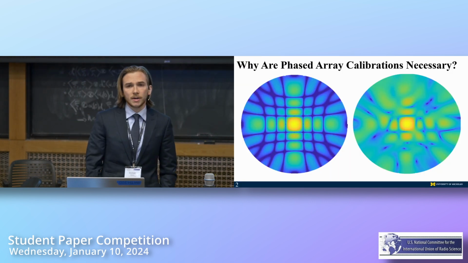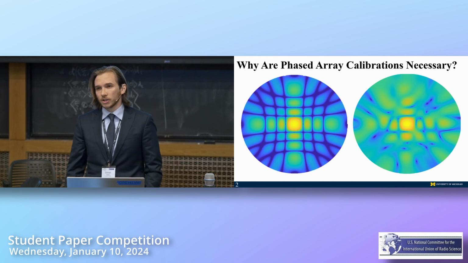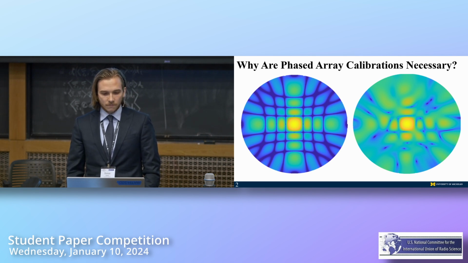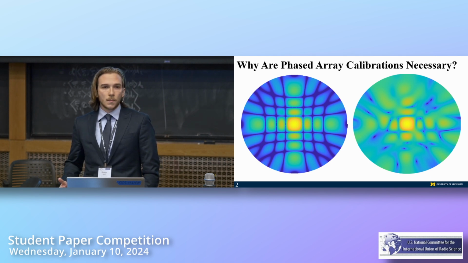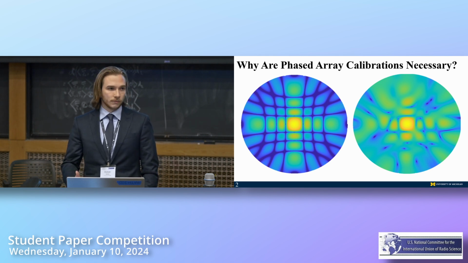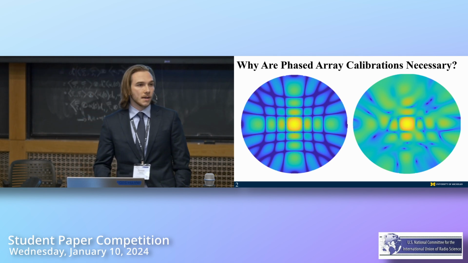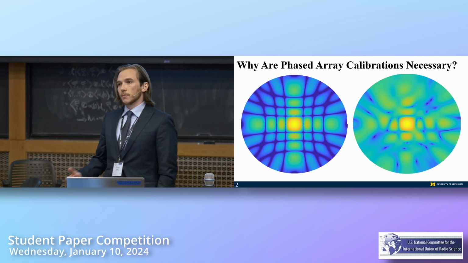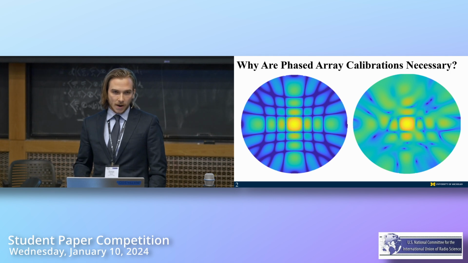So I'd like to talk a little bit about why phased array calibrations are necessary. So I have here examples of two radiation patterns. One is sort of a clean radiation pattern, and the other is a radiation pattern where numerous errors have affected the weights on each element, and the effect is that your main beam's gain is reduced, side lobe levels come up, and your beam shape is sort of distorted. So the goal of an array calibration is to determine what these errors are and then correct for them.